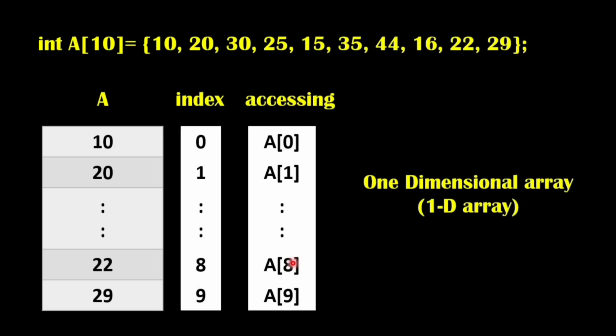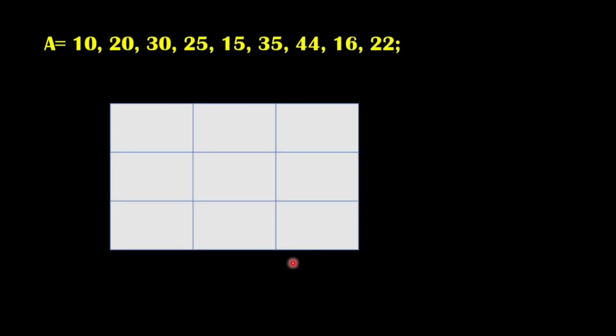That is a 1D array. So look at this. We have 1, 2, 3, 4, 5, 6, 7, 8, 9 elements here. So you have to arrange these elements in these rows and columns. So here we have 3 rows and 3 columns. So these are the rows and these are the columns. So how do we arrange that?